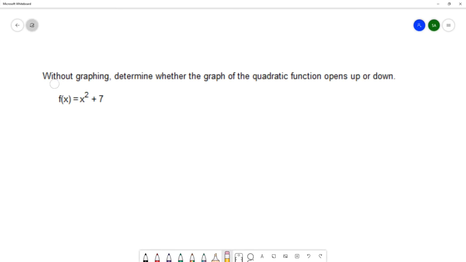In this question, it says, without graphing, determine whether the graph of a quadratic function opens up or down. We have the function f of x equals x squared plus 7. Now, in the directions, it says to determine if the quadratic function opens up or down. And what that's referring to is that a parabola can look like this or like this. Actually, there are other ways a parabola can look, but only parabolas that are functions can be up or down.